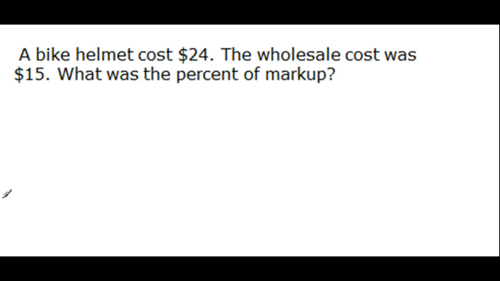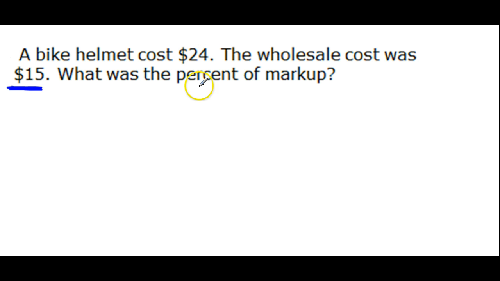All right? Again, pause it, do it, then come back to it. A bike helmet costs $24. The wholesale cost was $15. What was the percentage of markup? So basically what it's asking me here is, what was the percentage of increase? Now, the trick here is figuring out which would be the original price. So a bike helmet costs $24. When you go into the store, that's the price tag. The wholesale cost, that means what it cost the person to buy it in order to sell it, was $15. This would be your original. How much money did you make? How much did they mark it up?